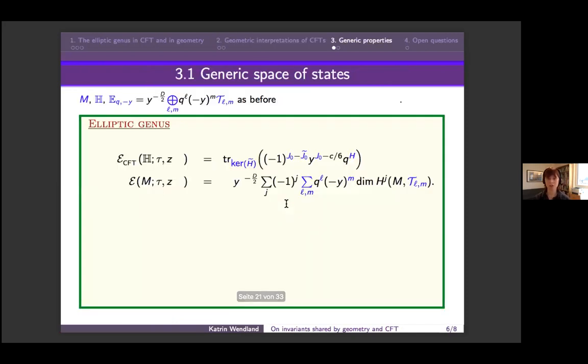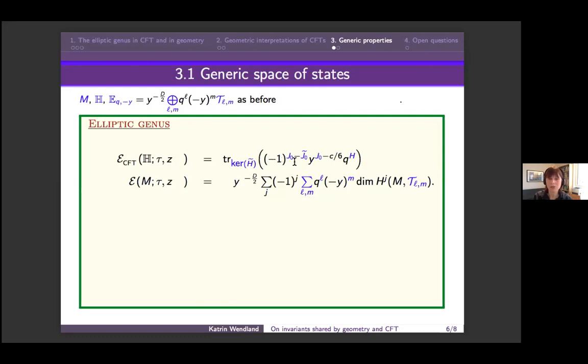So let's take a closer look at that once again. Here's a reminder of those definitions. We discussed them previously, the elliptic genera in both settings, conformal field theory, and any Calabi-Yau manifold here. And indeed, the conformal field theoretic elliptic genus here, I've already written it as a trace taken over the kernel of H tilde, because I told you that that's what it reduces to. And within this kernel, the conformal field theoretic elliptic genus counts dimensions of common eigenspaces of J0 and H.